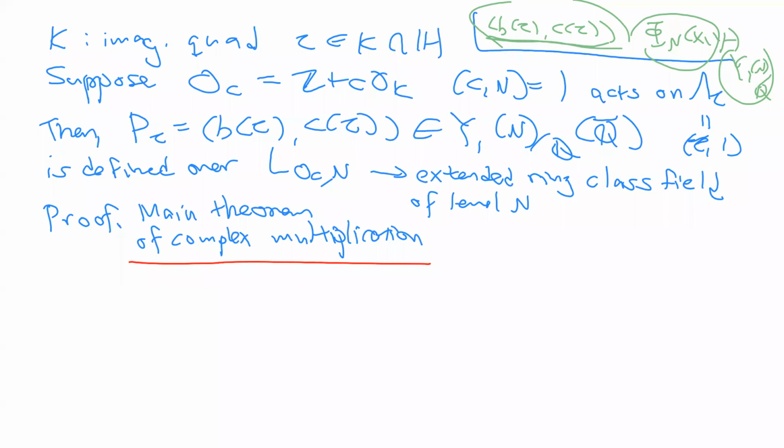I guess you can possibly use the Shimura reciprocity law. But I think that using the main theorem of complex multiplication is much easier, much more straightforward. At least in this case, it's just much easier. Okay.